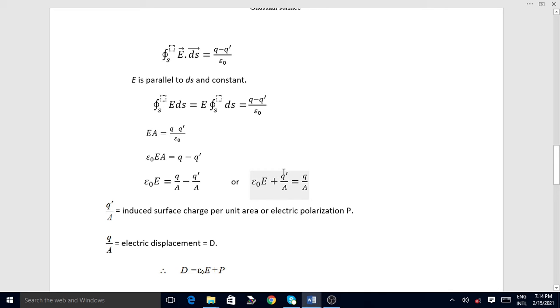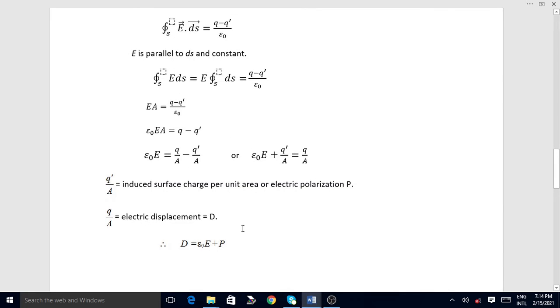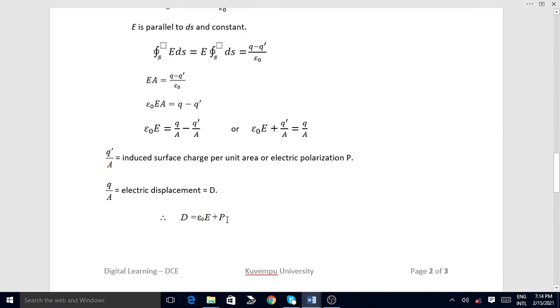Now, this Q dash by A is the induced surface charge per unit area. It is called electric polarization. Induced charge divided by area gives a physical quantity called electric polarization P. And then Q by A, the charge on the capacitor plate divided by the area of the plate, is called electric displacement D. So then it becomes D is equal to epsilon naught E plus P. This is the relation between D and P.